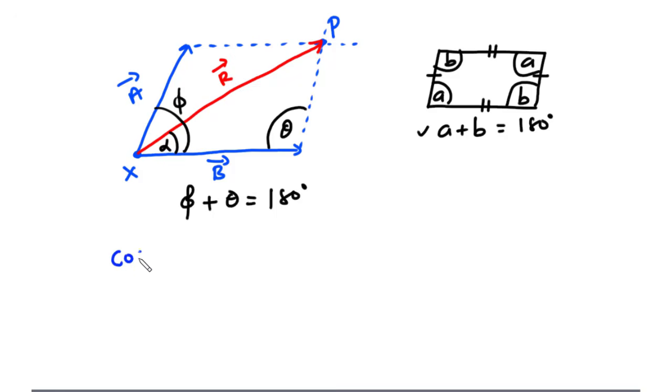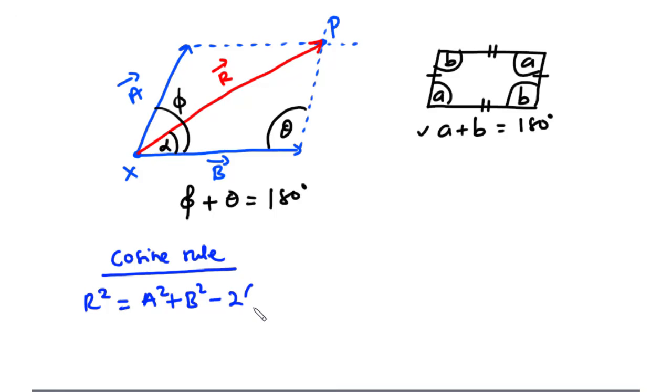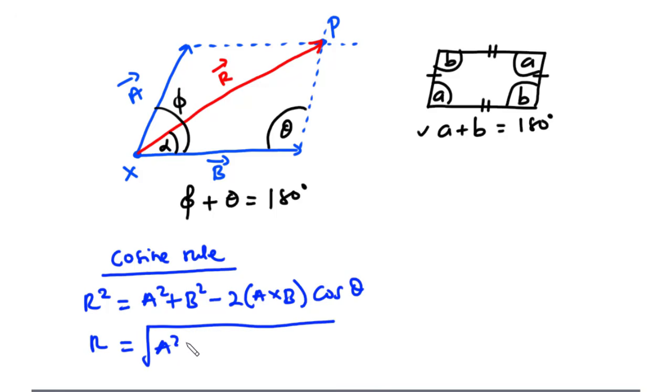So to find the resultant vector, we are going to use the cosine rule. Now for the cosine rule, we have r squared, that is the resultant vector, equals a squared plus b squared minus 2 into brackets a times b cos theta. So to find the resultant vector, we have r equals the square root of a squared plus b squared minus 2a times b cos theta.